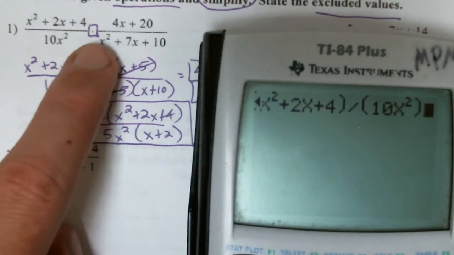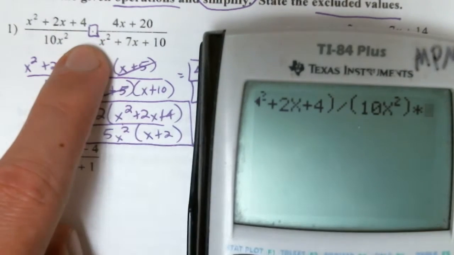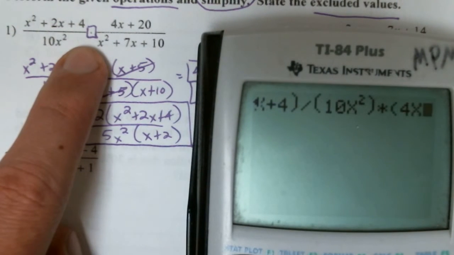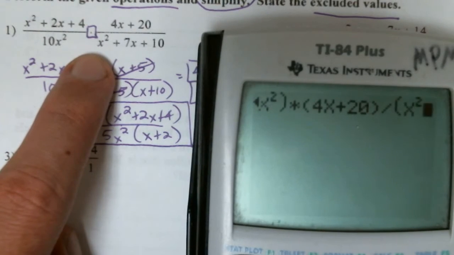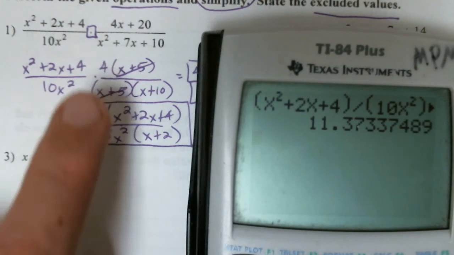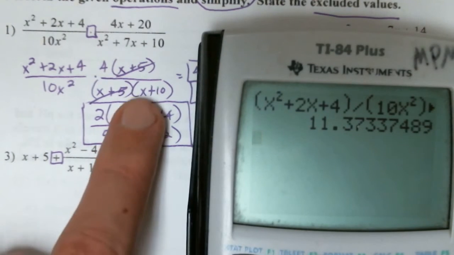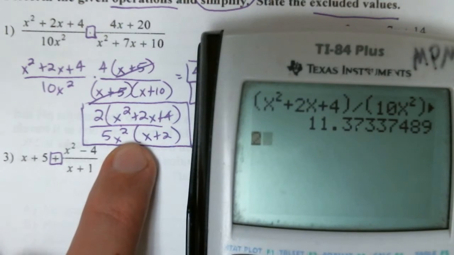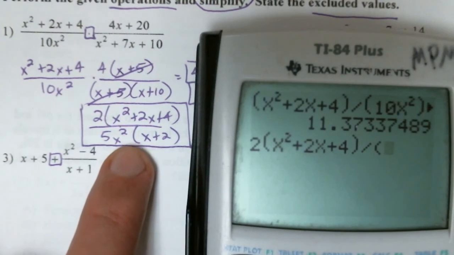Times another set of parentheses, parentheses 4x plus 20, close that parentheses, divided by parentheses x squared plus 7x plus 10, close that parentheses. Oh my gosh, that's a bunch of stuff. Okay, get a number, guys. Don't care what the number is. Do not care if that's a million, -2, or what. I just need a number. We are saying that that is the same exact thing as our simplified answer. All right, so let's check it out. 2 parentheses x squared plus 2x plus 4, close parentheses, divided by, now here I need 2 sets of parentheses.